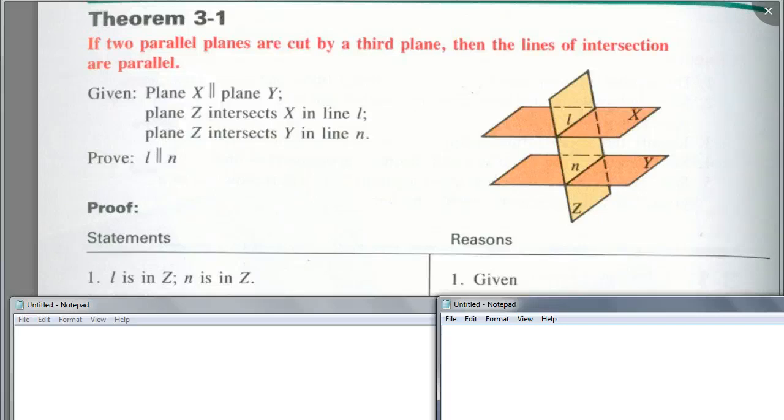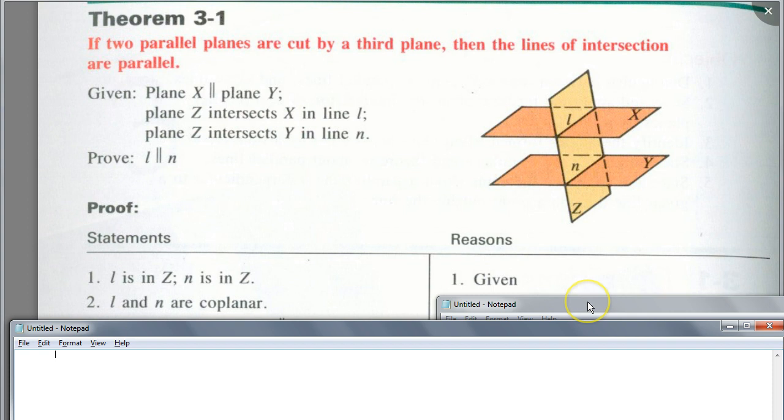So they're going to say something about, what does it mean, by the way, that L is in Z and N is in Z? That they're in the same plane. Is that important? Yes, why? Because we want to show that L and N are parallel, and in order to show that, we have to first show that L and N are coplanar. So do you think we're going to say L and N are coplanar right now? Yes? What's the reason?